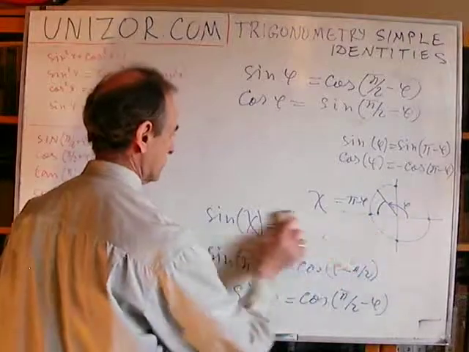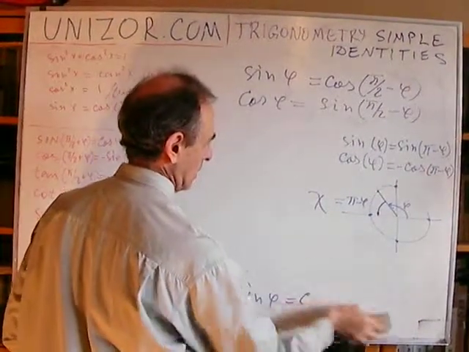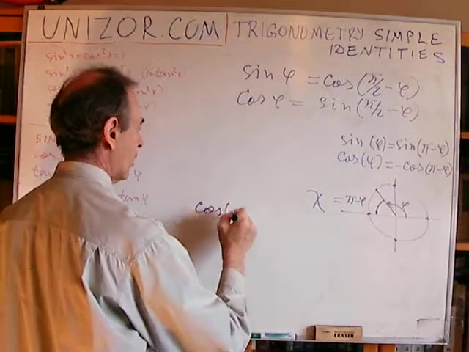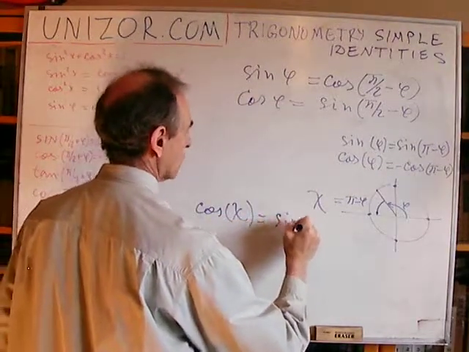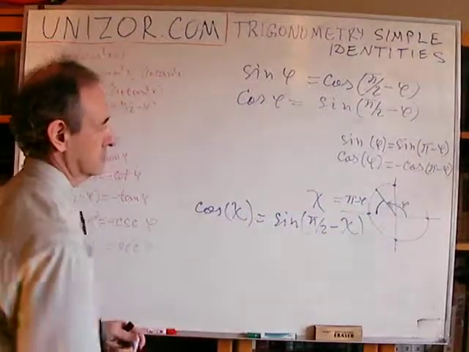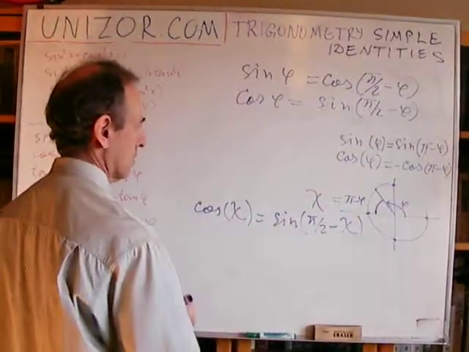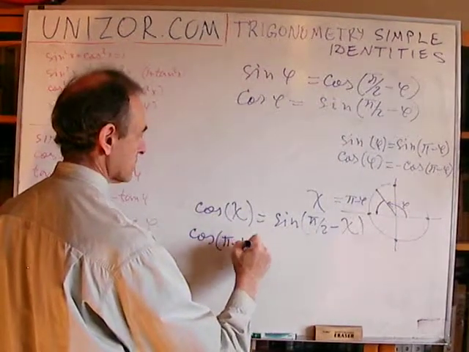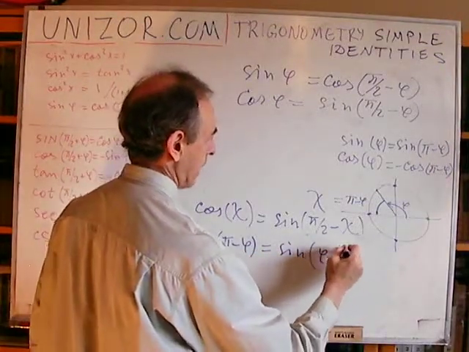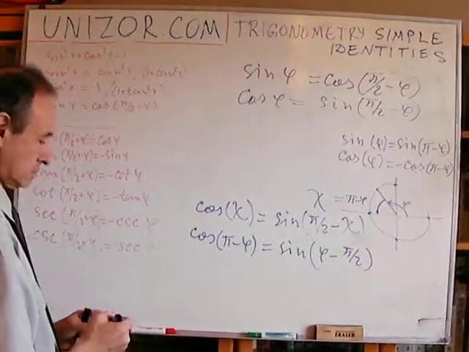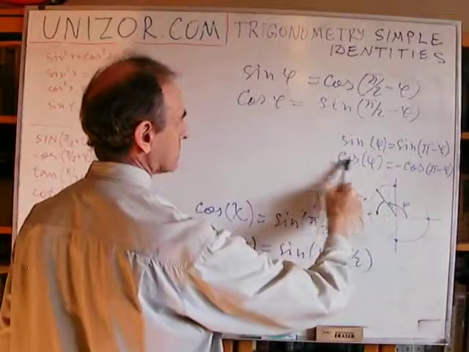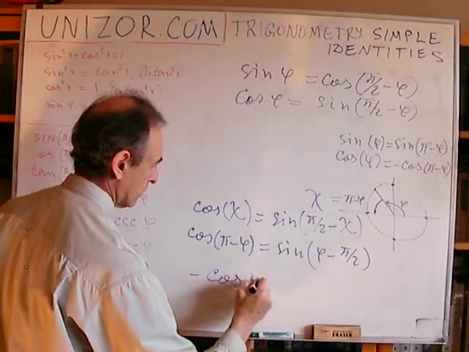Okay, let's change it. So now we are proving the second identity. I know that cosine of chi is equal to sine of pi over 2 minus chi, because chi is an acute angle. Now, let's substitute. Cosine of pi minus phi is equal to sine of phi minus pi over 2, right? Now, cosine of pi minus phi is minus cosine of phi. So it's minus cosine of phi.